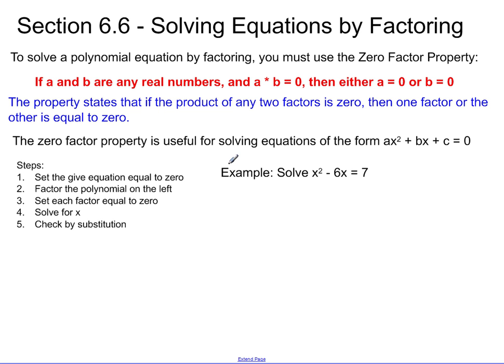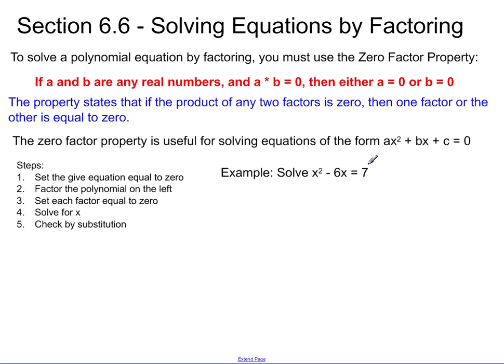Well, the zero factor property is actually a really simple one that states this. If we have any two real numbers, a times b, any two factors, and the product of those two factors, a times b, is equal to 0, then either a is equal to 0 or b is equal to 0. That states if we have a polynomial that's equal to 0, and we can factor that polynomial, then we can solve it by setting each of the factors equal to 0 and then solving for x.